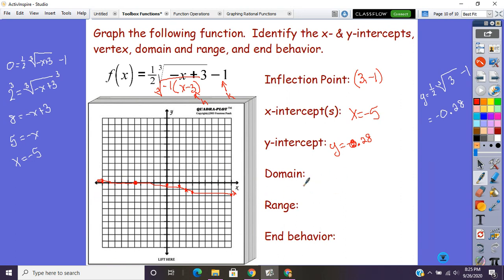Now let's find the domain. Our domain, as we go from left to right, would still be negative infinity to infinity. Our range is actually going to be the same thing because we have arrows moving up and moving down. And then our end behavior on this one is actually the left side is going up and the right side is going down. So our end behavior would be up, down.